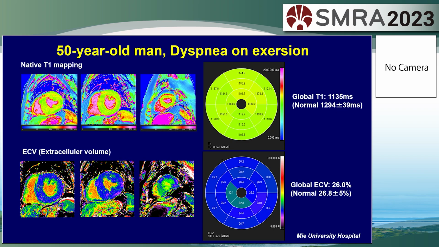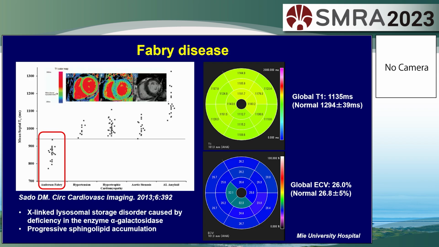And T1 mapping shows that global T1 is reduced to 1,135. That is much shorter compared to the normal subjects. And this confirms the diagnosis of Fabry disease. The diagnosis is very difficult without using the quantitative T1 mapping.